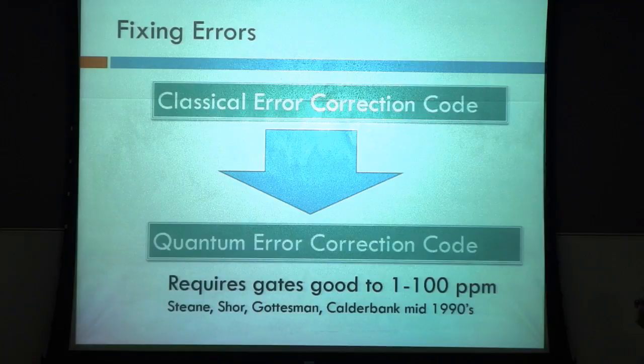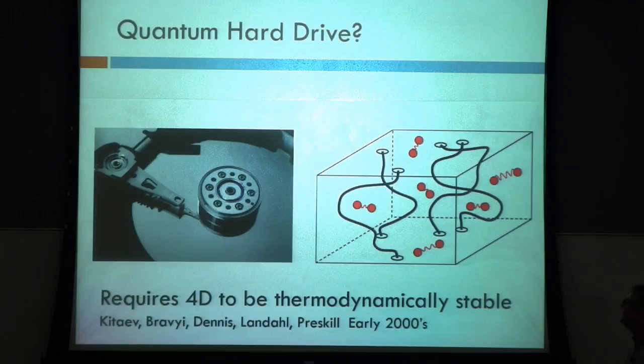Now, people thought, well, there are other ways to protect information, not just through codes. If you think about a magnetic hard drive or a cassette tape, it's controlled by the physical interaction of a magnet. And so people said, well, can we make a quantum hard drive?